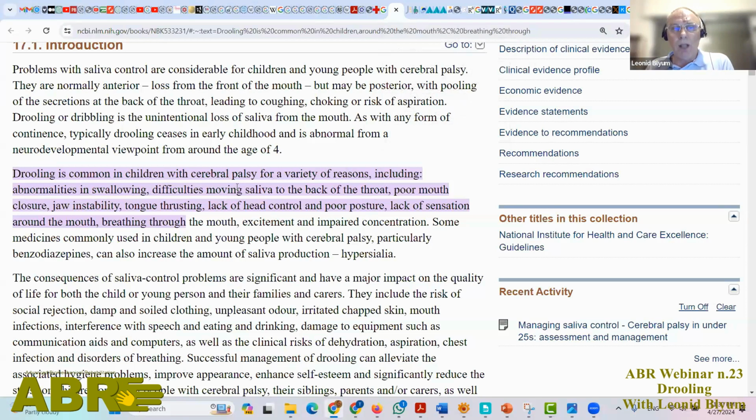Swallowing abnormalities, difficulties in moving saliva from the front to the back, poor mouth closure, joint stability, tongue thrusting, poor posture, lack of sensation around the mouth, breathing through the mouth, and so on. We would understand that those things are not independent. They are reflections, and they are not even the problems in themselves. They are a really imperfect solution to the main problem that the brain is trying to solve: how to keep the person alive by providing their respiration 20,000 times per day. That's the foundation sitting underneath everything, including the drooling, right?